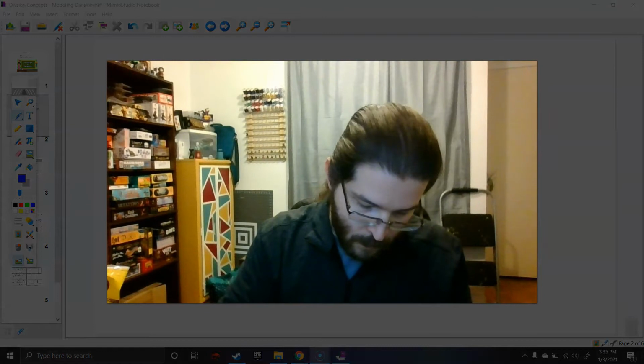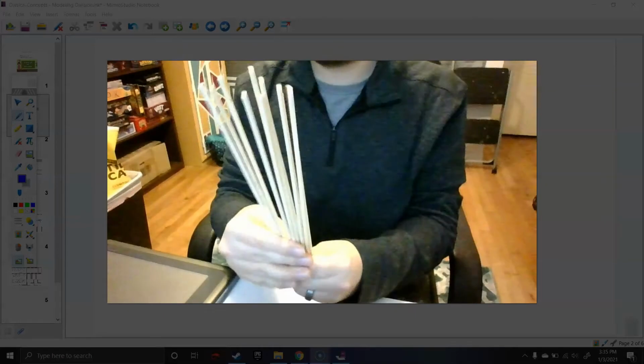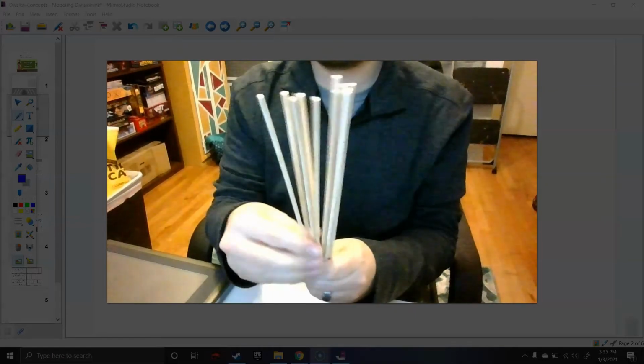All right, so now our next one is going to be 12 into 3 groups. All right, so let me grab a few more. Okay, I'm going to tilt this down just a little bit so you can see. All right, so we're going to separate these into 3 separate groups.